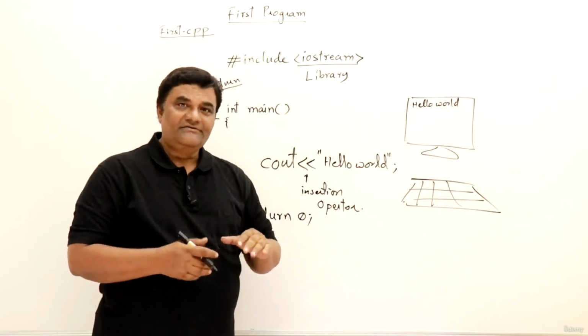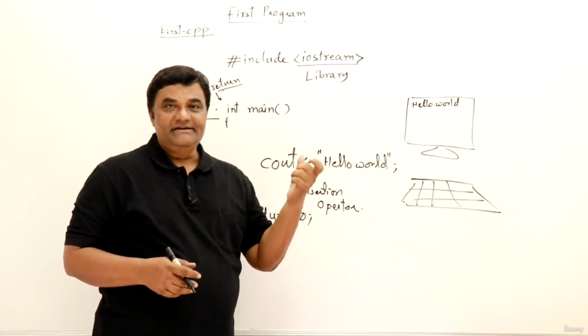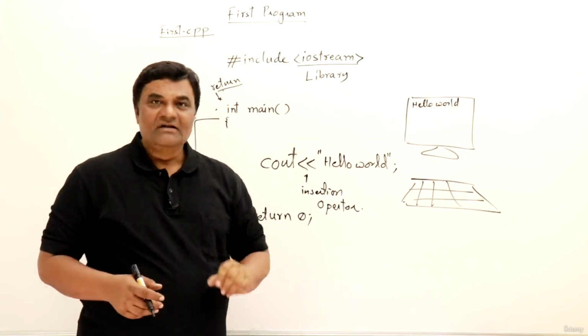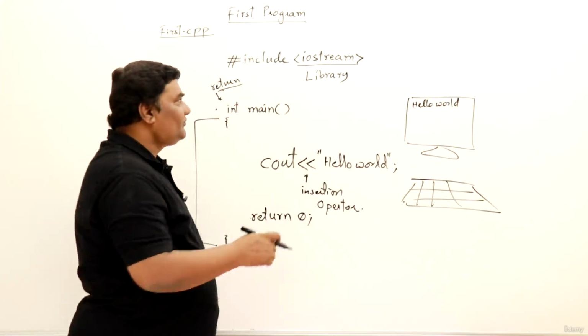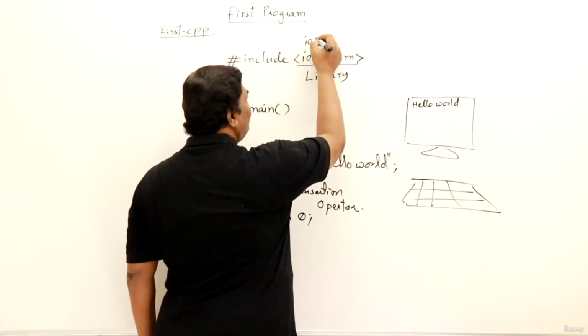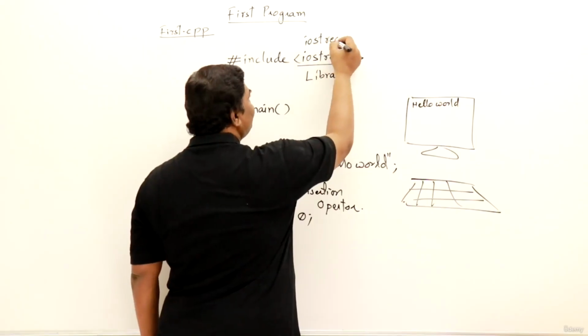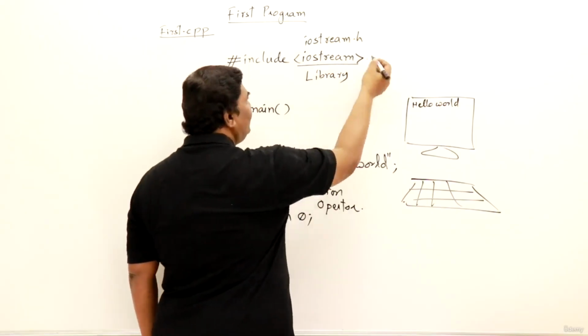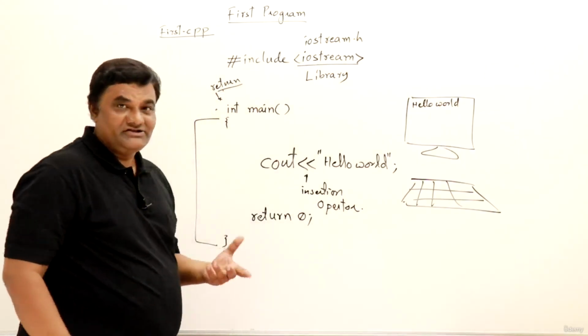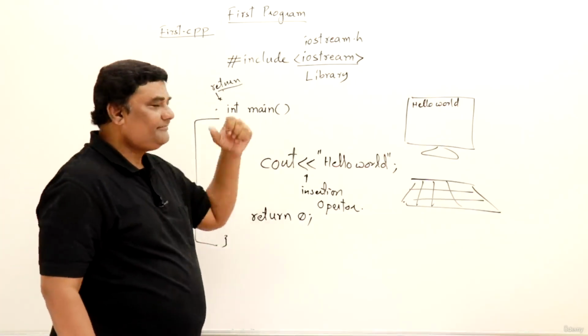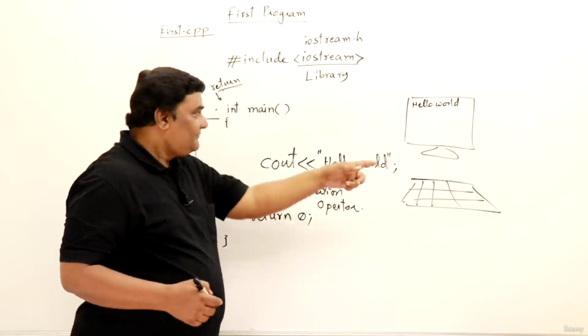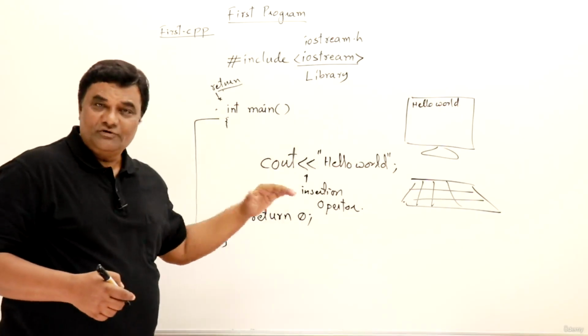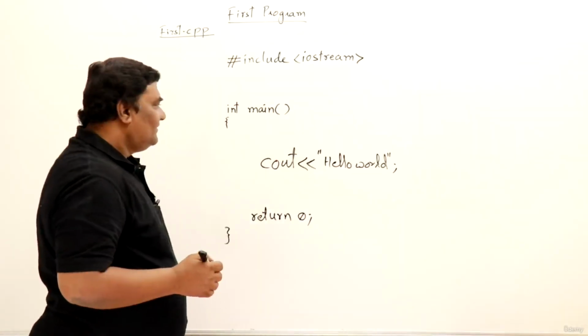To include it, we use its name or its header file. In some compilers, you even have to write iostream.h. If this doesn't work in your compiler, then write iostream.h, or else just iostream. Now I will remove these things and explain a few more things about this.